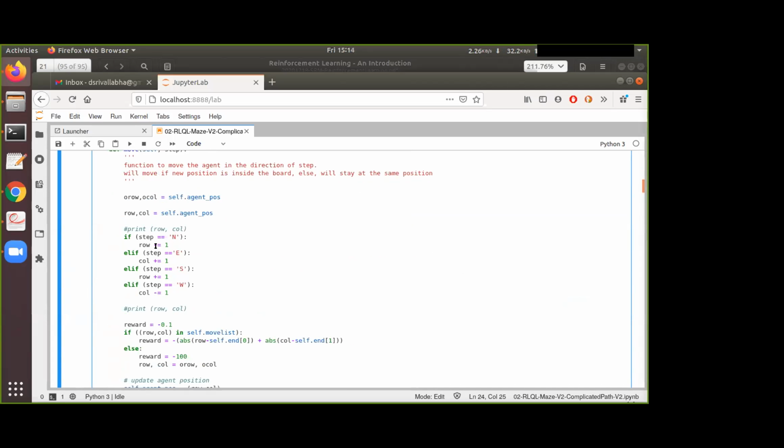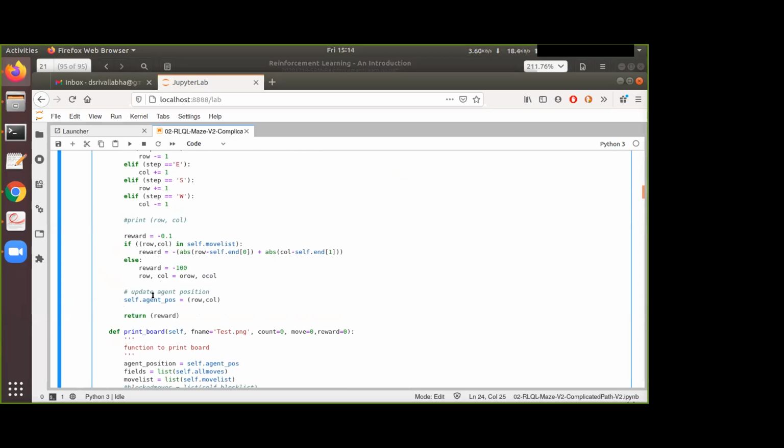If the agent goes north, the row will decrease because rows increase downwards. Top row is 0, bottom row is n. So if the agent goes north, the row will decrease. Agent goes south, the row will increase. Similarly, agent goes east, the column will increase. Agent goes left, the column will decrease. This is a simple calculation to keep track of the cells.